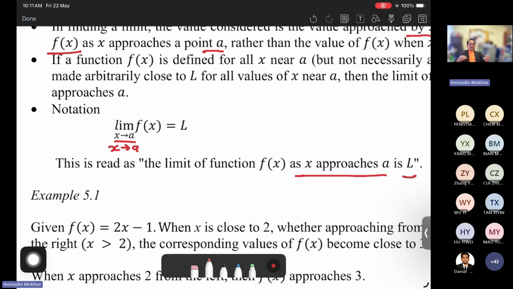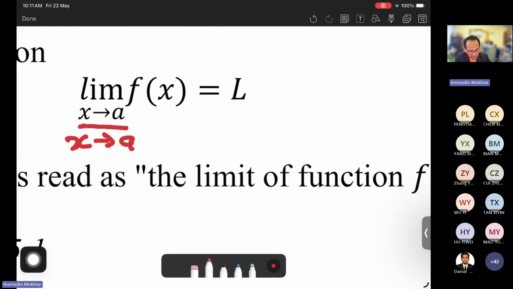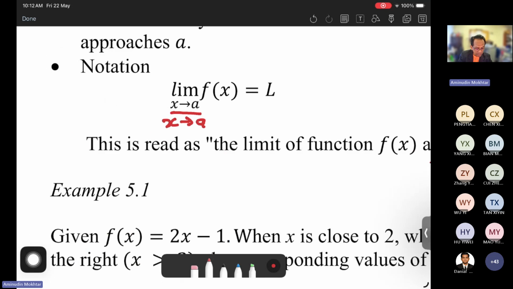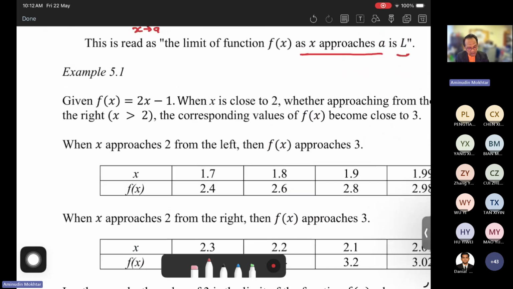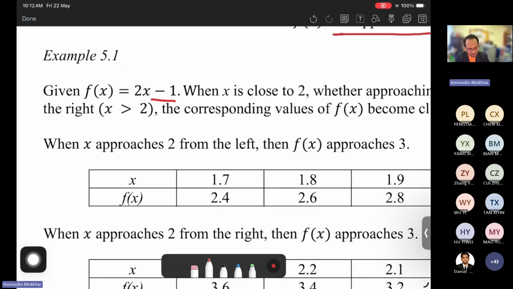Okay. Then the definition or the meaning of the notation, how to read this notation. Again, this notation, lim f(x) as x approaches A equal L, meaning that the limit of f(x) when x approach A is equal L. Had bagi fungsi x apabila x menghampiri A ialah L in bahasa Melayu. For example, I will refer to the linear function y equal to 2x minus 1.